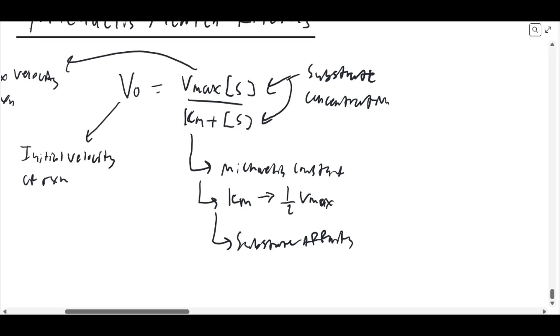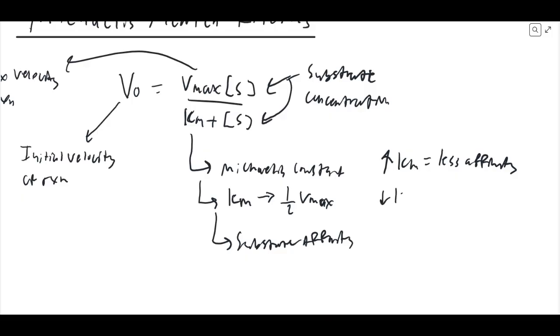So let's say we have a very high Km. Basically that just means that the substrate is less affinitive to the reaction, because that just means we need more of that substrate to even reach 1/2 of the velocity of the maximum. But if we have a lower substrate concentration at Km, that just means it's more affinitive, because at a smaller amount it's able to reach 1/2 Vmax effectively.